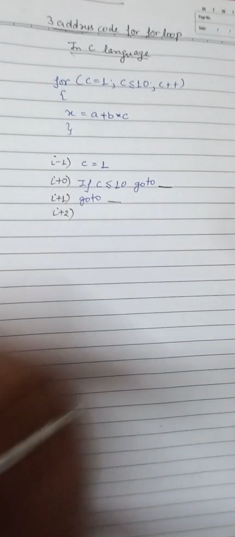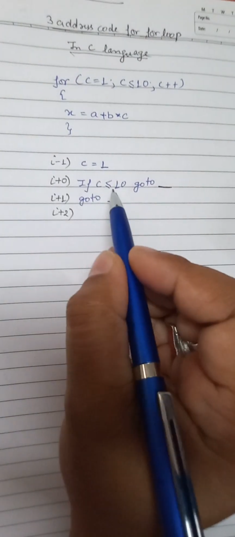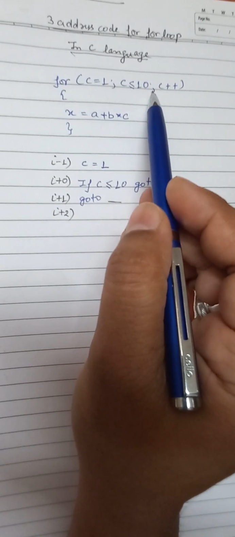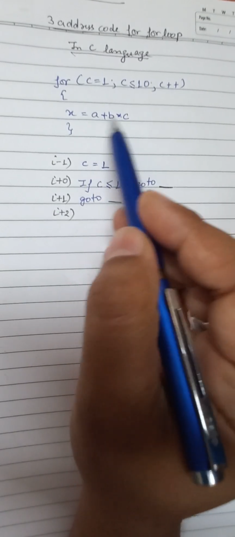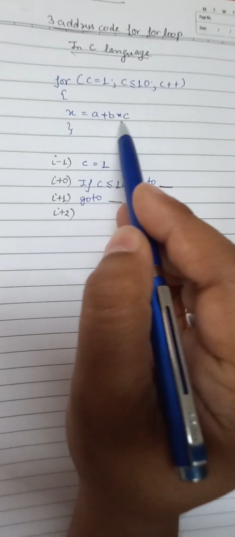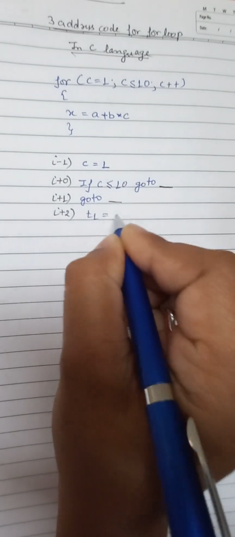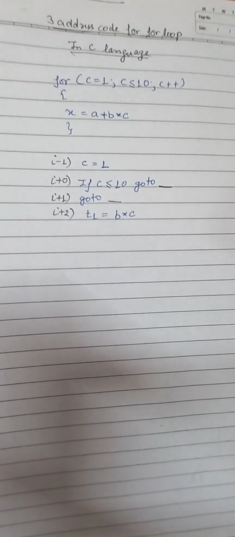Then the next line, where should we go? If c <= 10, then go to. Because in this for loop, what are we supposed to do? We have to execute this line. For the execution of this line, first we calculate b * c. So we are taking one variable t1 and we are writing t1 = b * c.